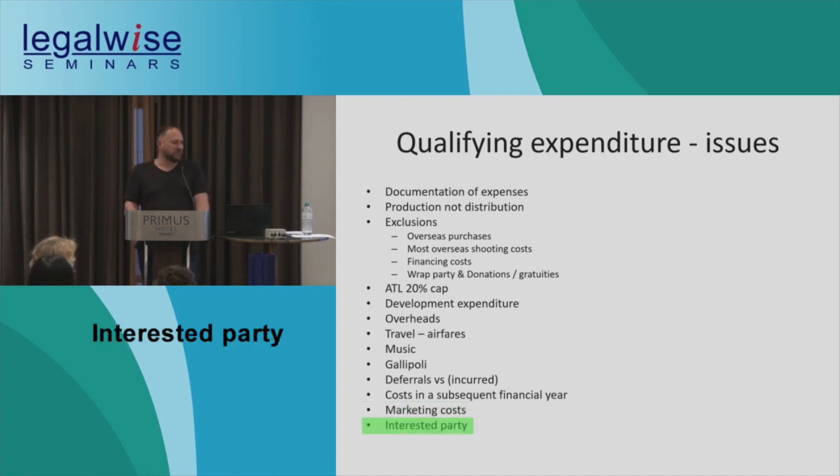And the last point, which I actually touched on earlier, is the interested party. If you have people who are an interested party who have an ownership position who are also providing services, then they're separately identified in the QAPE spreadsheet, and Screen Australia will scrutinise those to make sure they're at market rates.